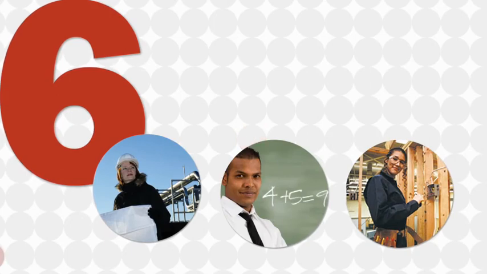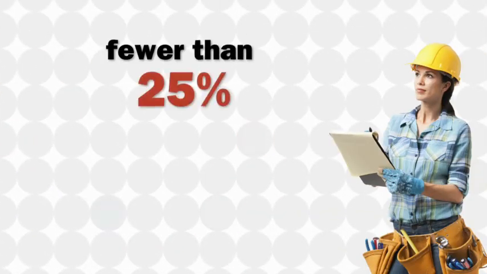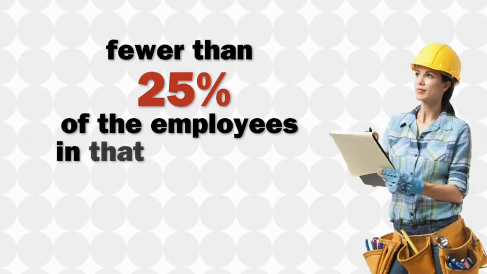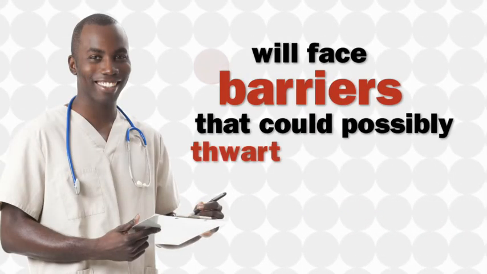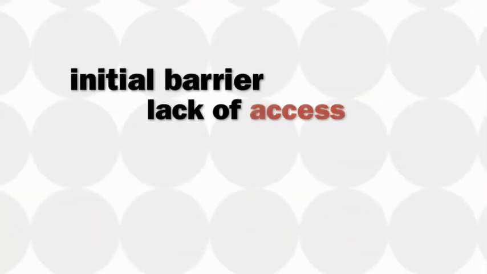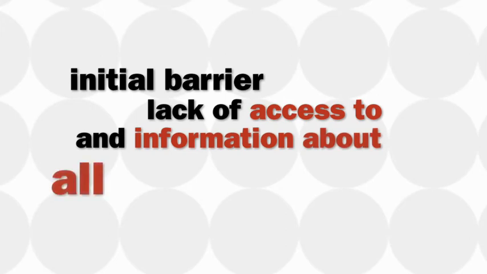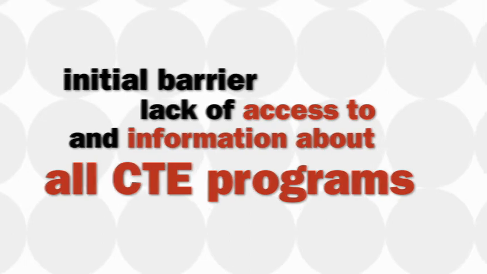The final subset of students in this presentation includes all students preparing for a career that is non-traditional by gender. Students preparing for a career in which fewer than 25% of the employees in that occupation are of the student's gender will face barriers that could possibly thwart their efforts. With proper preparation and training, this can easily be overcome. The initial barrier for these students is typically a lack of access to and information about all CTE programs, even those that may traditionally seem appropriate for only one gender.